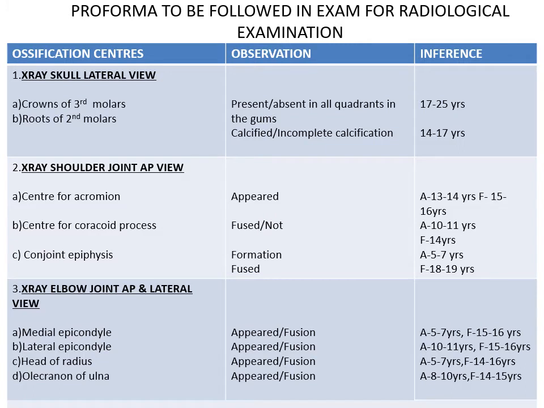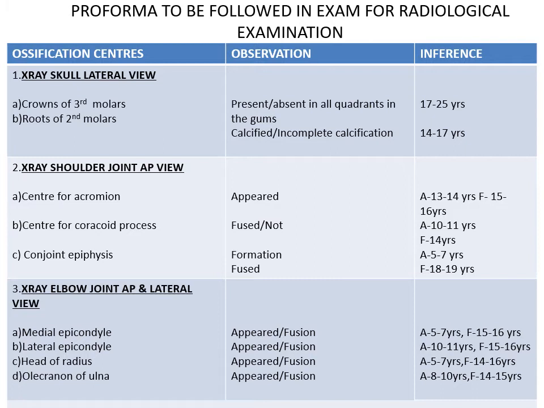If it is fused, you have to write in the same in the observation column. If it has appeared, it is 13 to 14 years, and if it has fused, it is 15 to 16 years. When coming into the coracoid process, if it has appeared, it is 10 to 11 years. If it has fused, it means 14 years. When coming into conjoint epiphysis, if it has formed, it is 5 to 7 years, and fusion completed by 18 to 19 years.